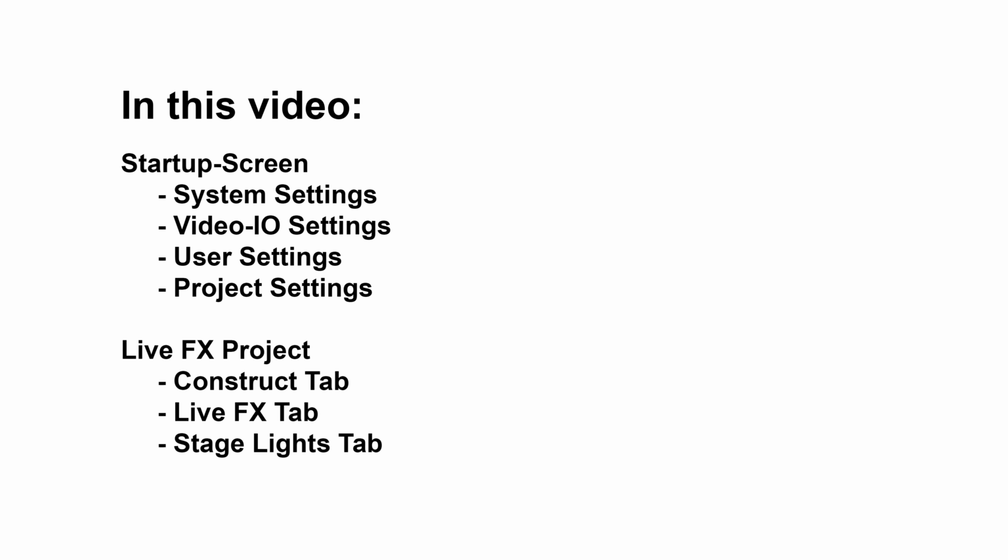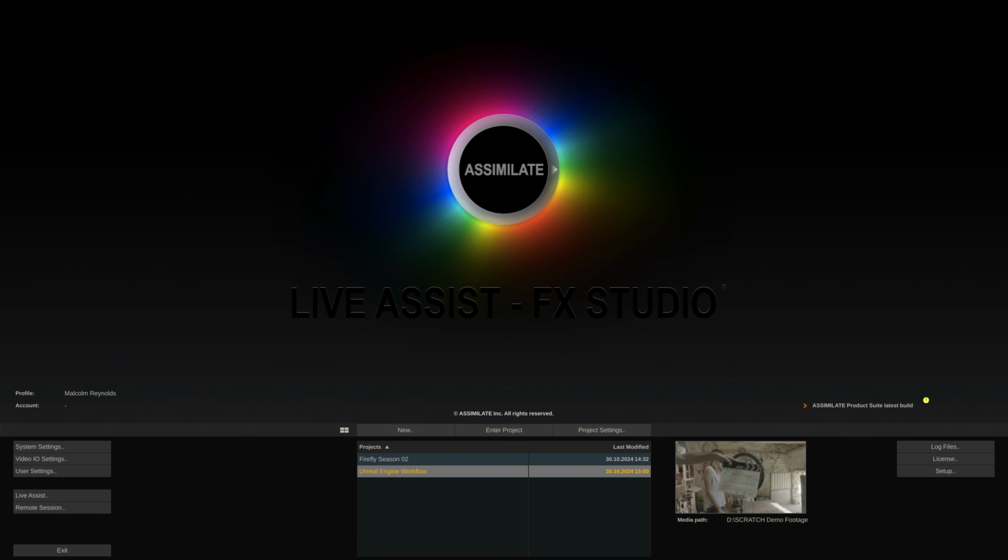In this video, we'll go over the following topics. Starting out with the startup screen and the most important settings: system settings, video I/O settings, user settings, and project settings. Then entering a project and going through the individual modules inside: the Construct tab, Live FX tab, and Stage Lights tab. If you're looking for a specific portion, please use the chapter markers in the description of this video to jump directly to that part. Let's start on the startup screen.